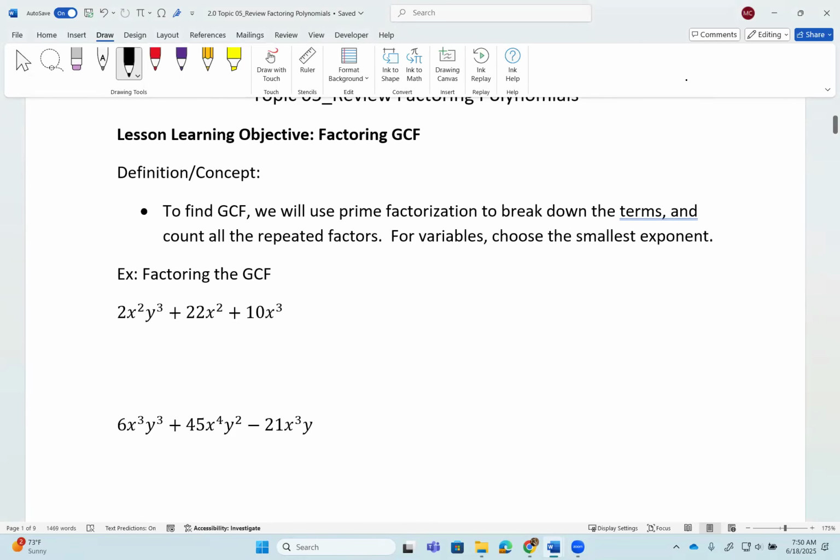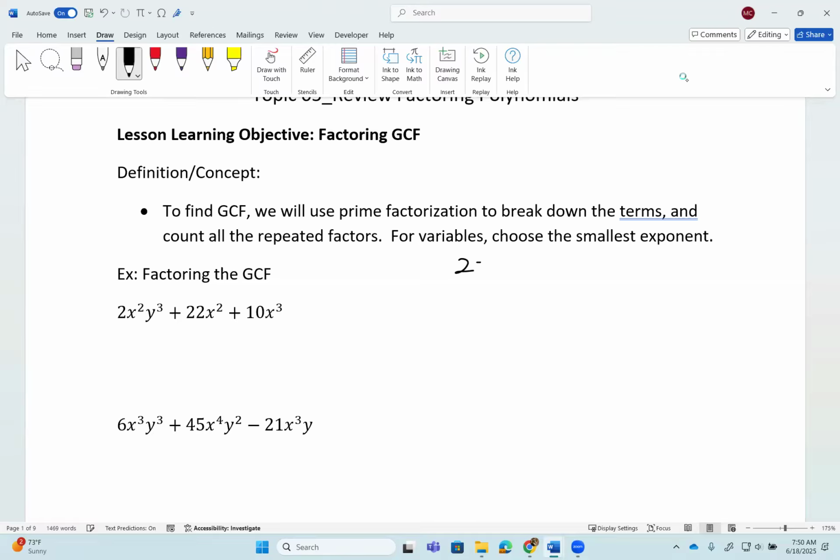Okay, so there are different ways we can find the greatest common factor. Normally to find the greatest common factor, we can use what we so-called the prime factorization to break down the terms and count all the repeated factors. I'm going to write one of these here on the side, for example. But normally students find the greatest common factor just by knowing the times table. So what is the greatest common factor between 2, 22, and 10?